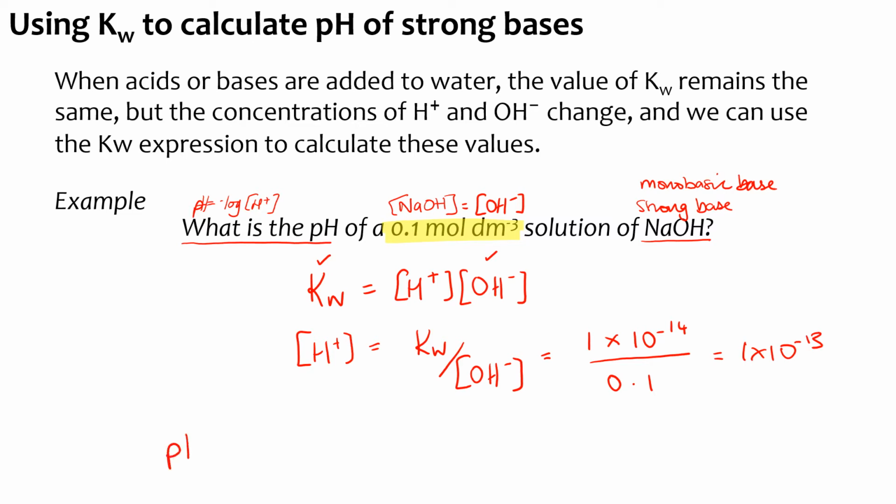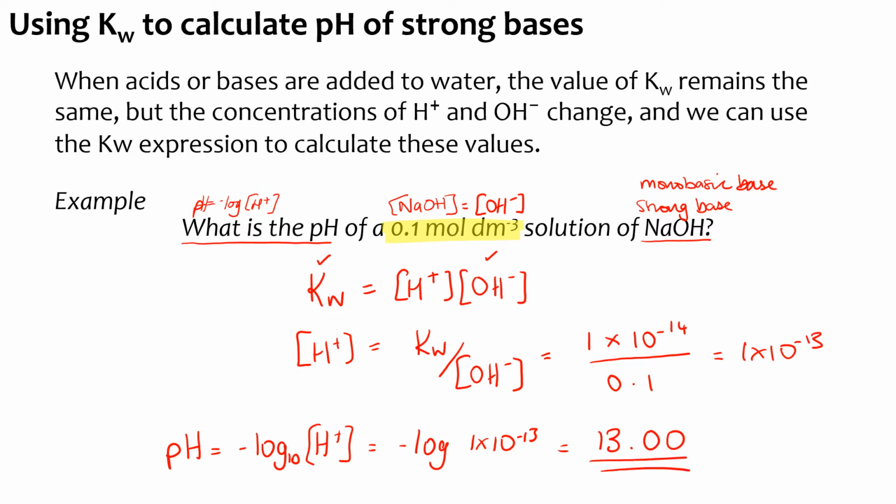Now we know that pH, as we've already said, is minus log to the base 10 of the concentration of H+. So minus log of 1 times 10 to the minus 13 is going to be 13.00, remembering that pH must always be given to 2 decimal places. Now a pH of 13 is much more sensible for a pH of sodium hydroxide compared to the one that we got earlier on.